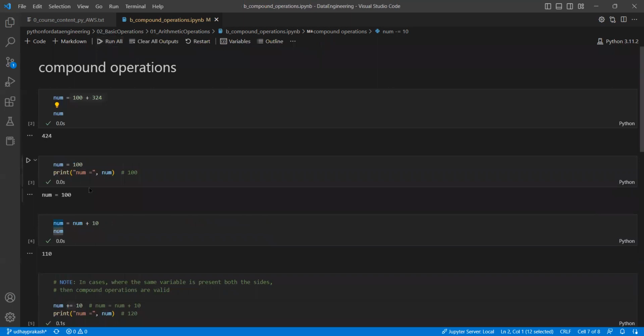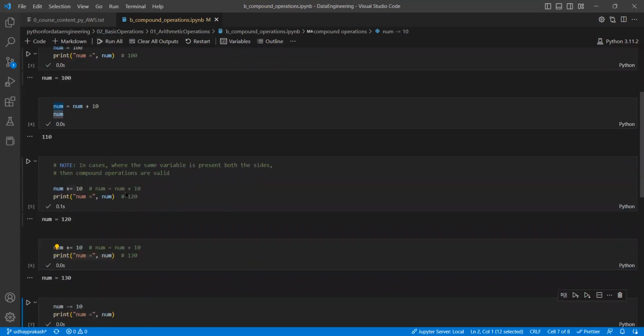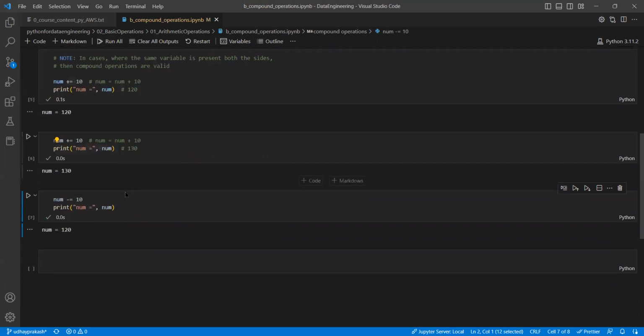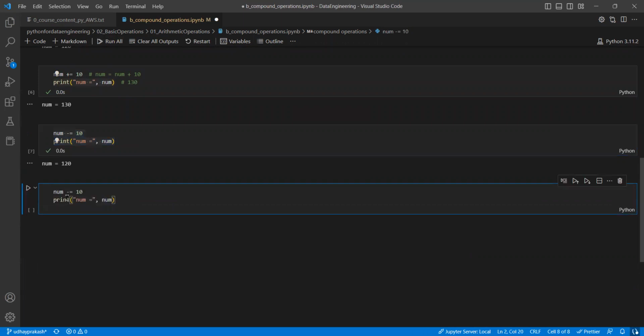But with run all, one problem is that if suddenly in the middle an exception comes or the code is broken, it will not execute the remaining cells. Of course, that is needed, right? So that's what you need to understand. Now, in this case, what you can notice is plus equal to, minus equal to, which I showed you. Similarly, there will be multiplication equal to. So these are all compound operations.